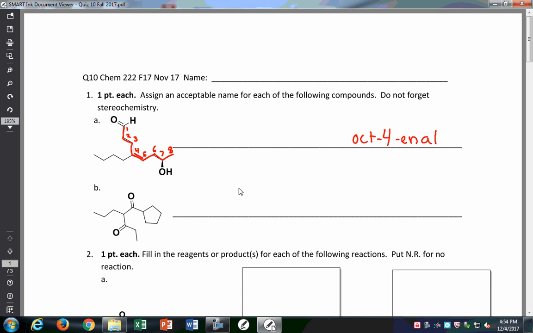Then we have 2 substituents. We have this butyl group at carbon 4, and we have the hydroxy group. Whenever there's a higher priority substituent, then OH is just a side chain. So B comes before H alphabetically, so it's going to be the hydroxy and the butyl first. And then, of course, we need the locant numbers. Hydroxy is on 7, butyl is on 4. Lastly, we do have a double bond. It is Z.